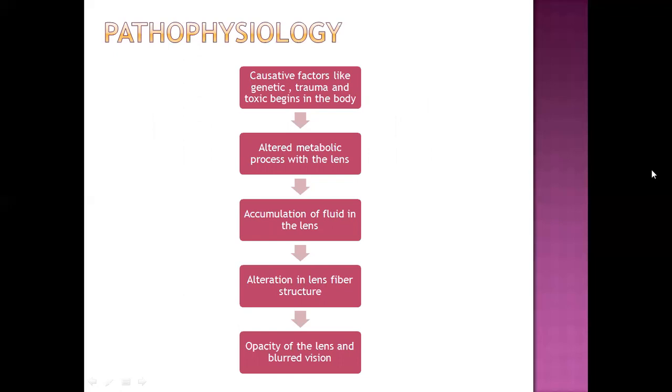The blood supply, fluid supply, whatever is given to the lens seems disturbed. Because of that, there is accumulation of fluid in the lens. After that, there is alteration in lens fiber structure. The muscle that holds the lens becomes altered and the eye shape looks changed from normal. That causes opacity of the lens and blurred, cloudy vision. Anyway, it causes opacity of the lens. That's how we call it cataract.